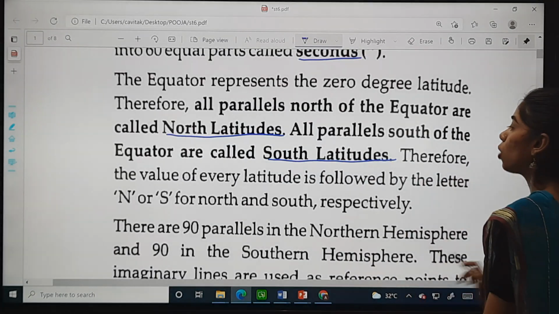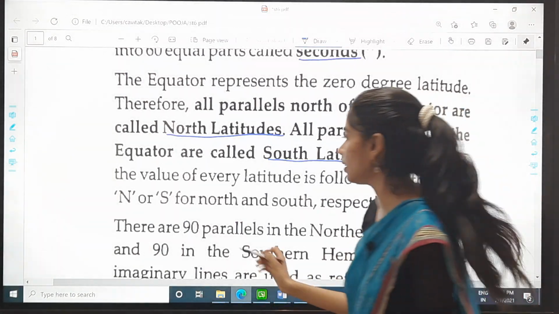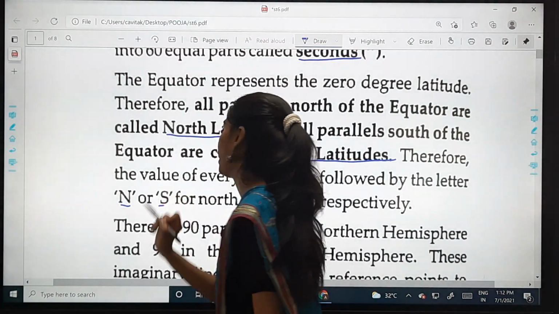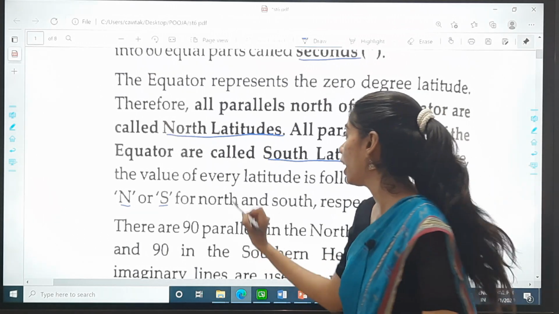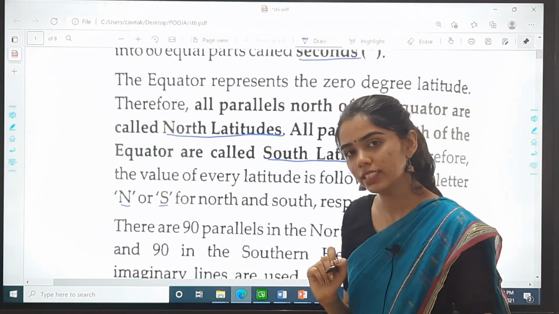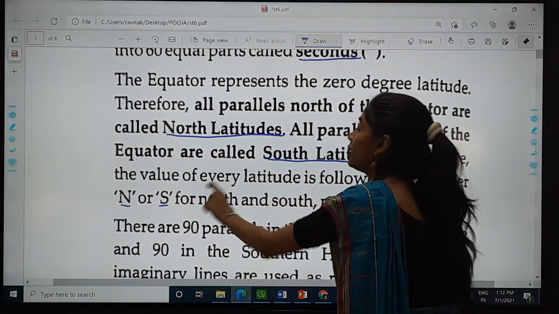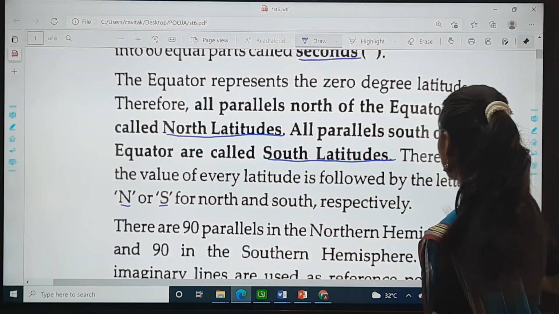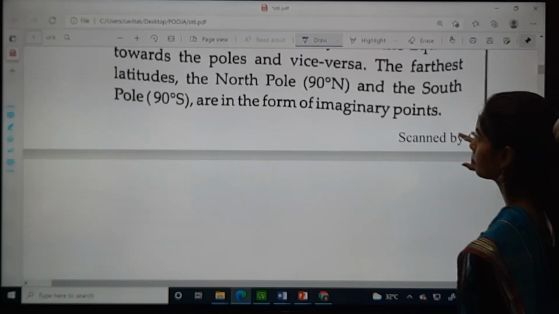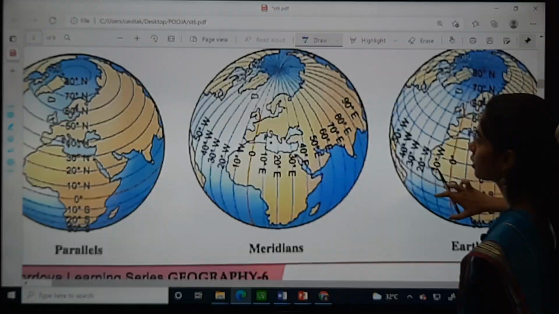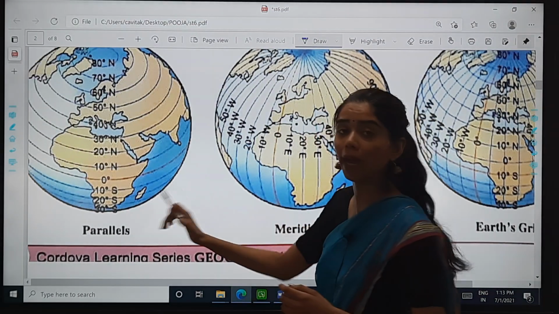Therefore, the value of every latitude is followed by the letter N or S. N is for north, S is for south. ठीक है, N किस लिए होता है? North के लिए, and S is for what? South. Now see, I'll show you one thing. This is our figure. Okay, this is the figure of parallels.